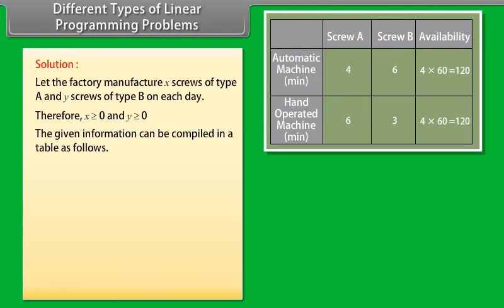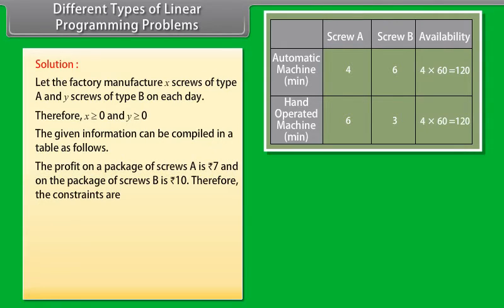The given information can be compiled in a table as follows. The profit on a package of screws A is rupees 7 and on the package of screws B is rupees 10. Therefore, the constraints are 4x plus 6y is smaller than or equal to 240, 6x plus 3y is smaller than or equal to 240. Total profit Z is equal to 7x plus 10y.